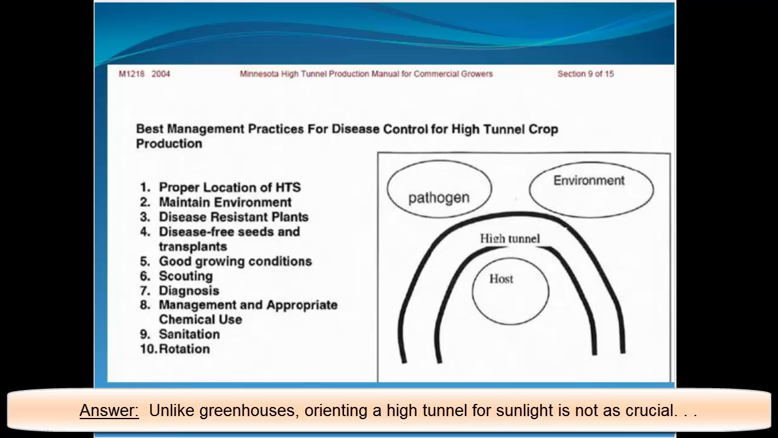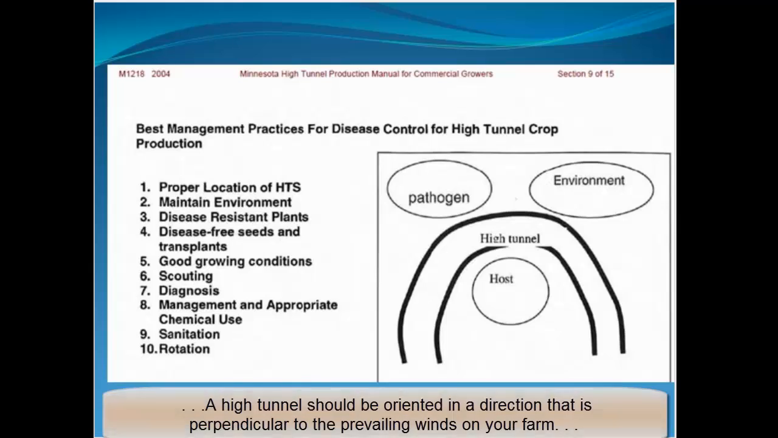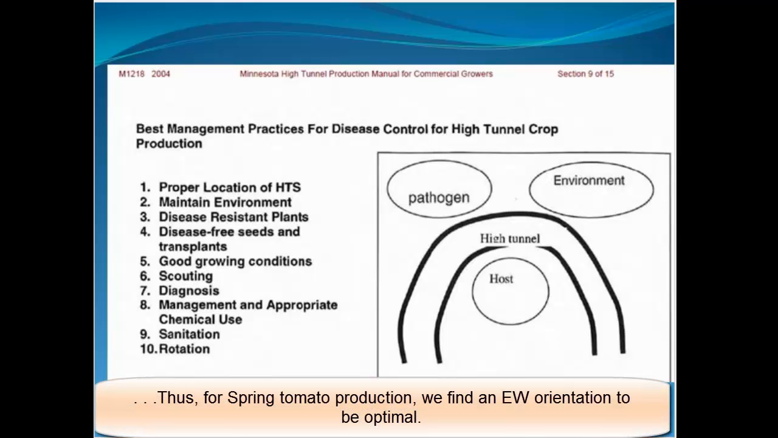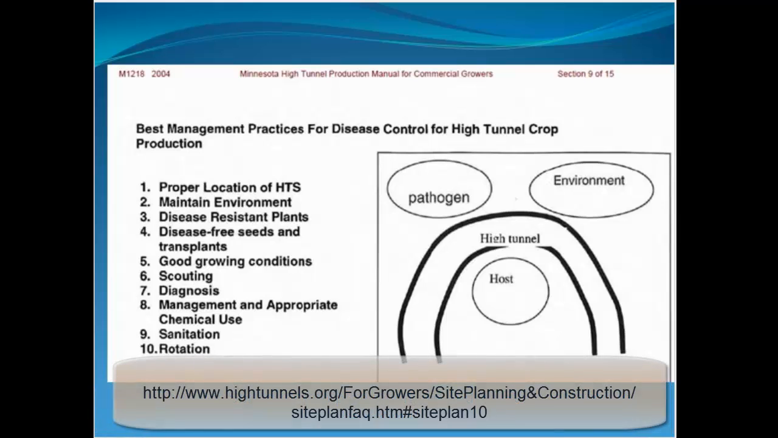Deborah just put a link up. Go ahead, Jeff. It's the high tunnel link you were talking about. Very good.